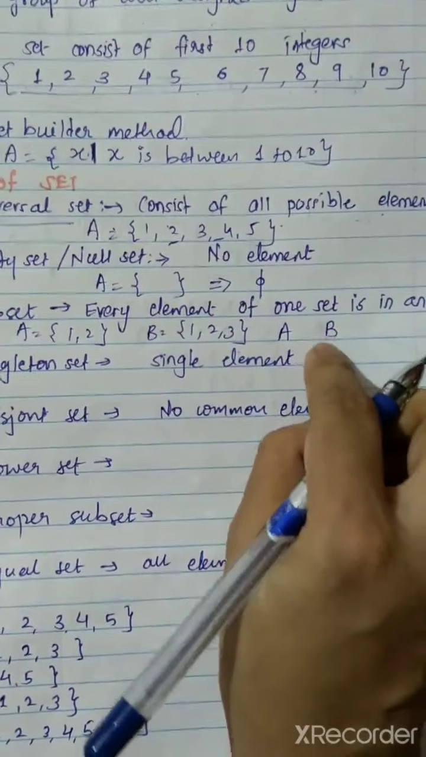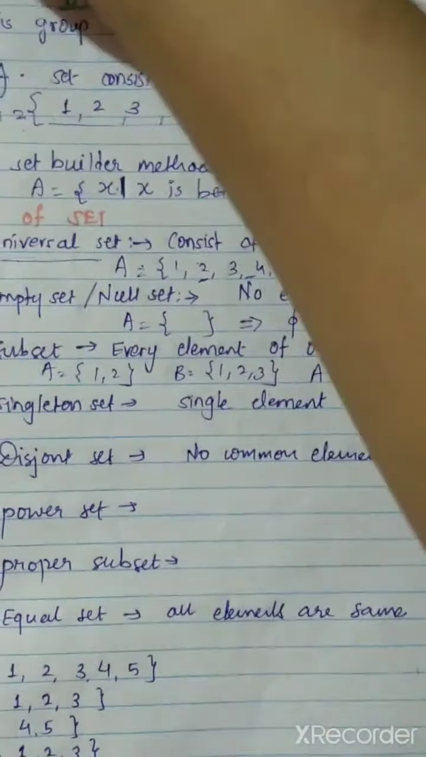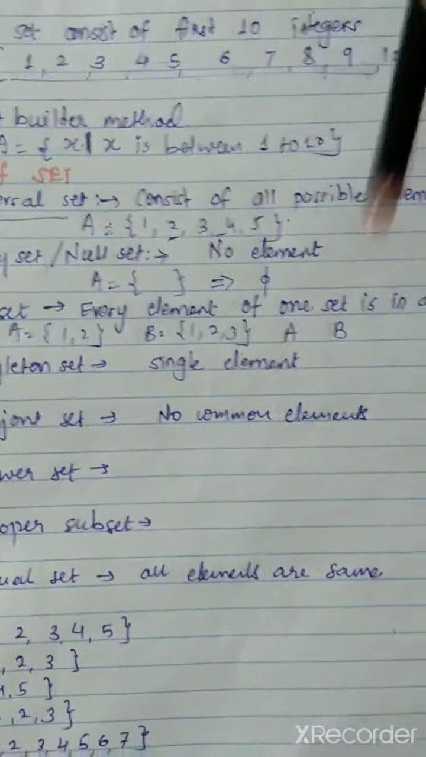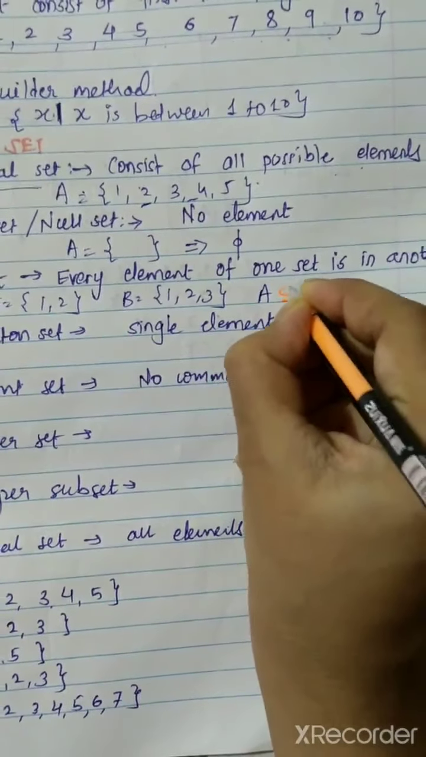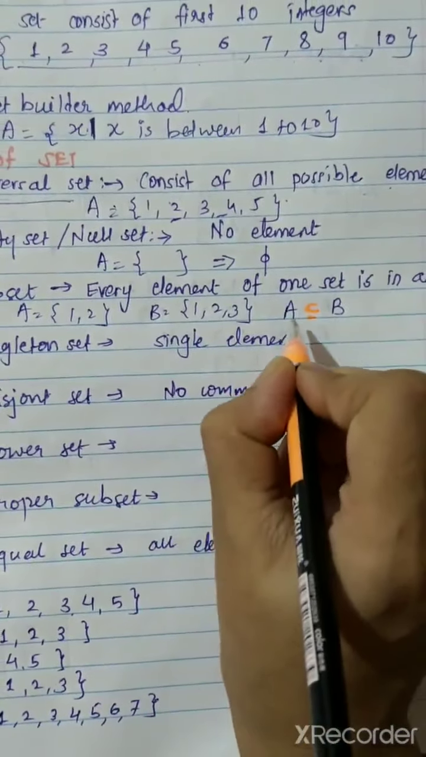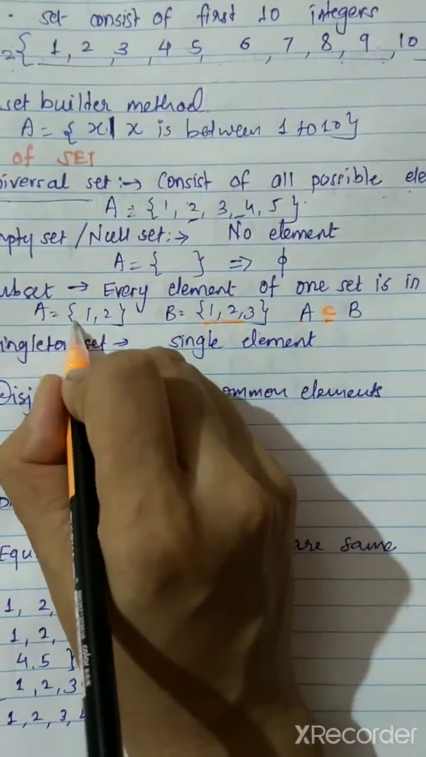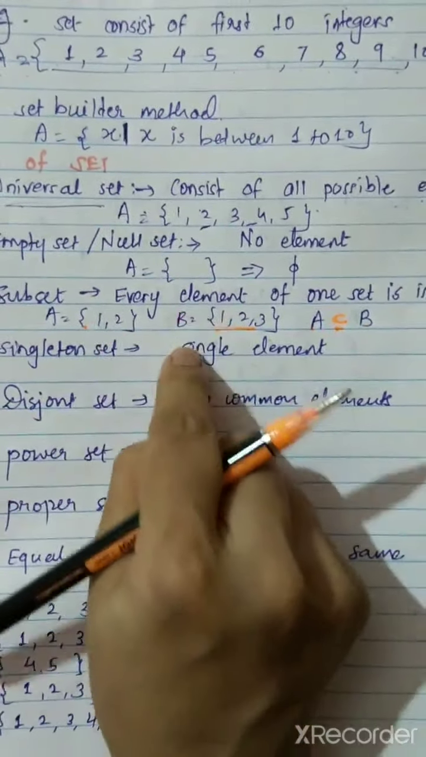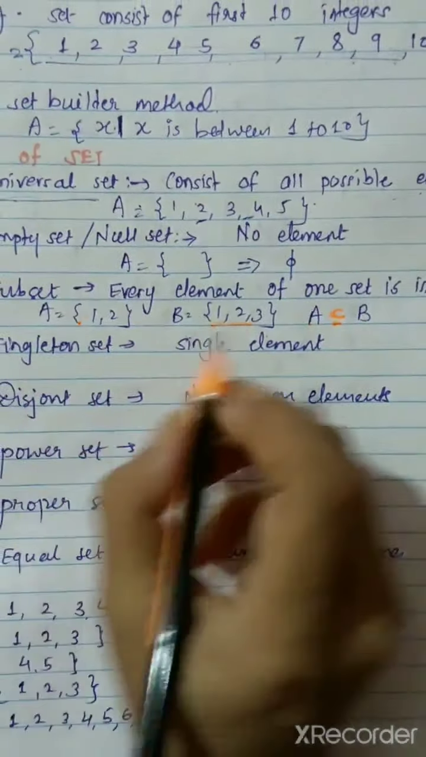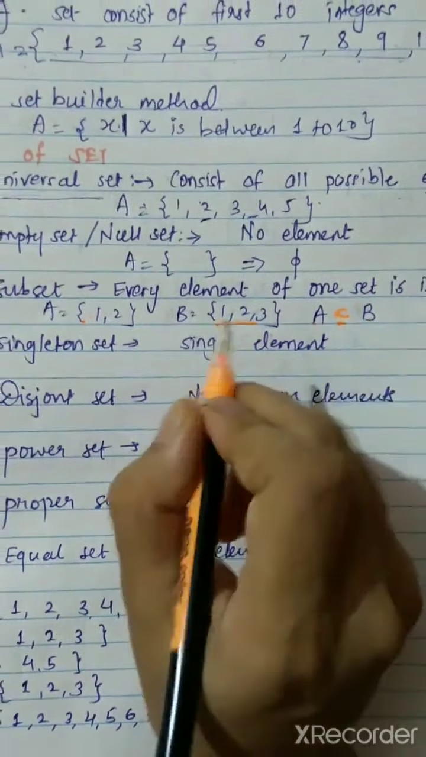A is a subset of B, and a subset is represented by a symbol like this. So A is a subset of B, but every element of B is not there in A. Keep this in mind. So B is not a subset of A. Only A is a subset of B here.